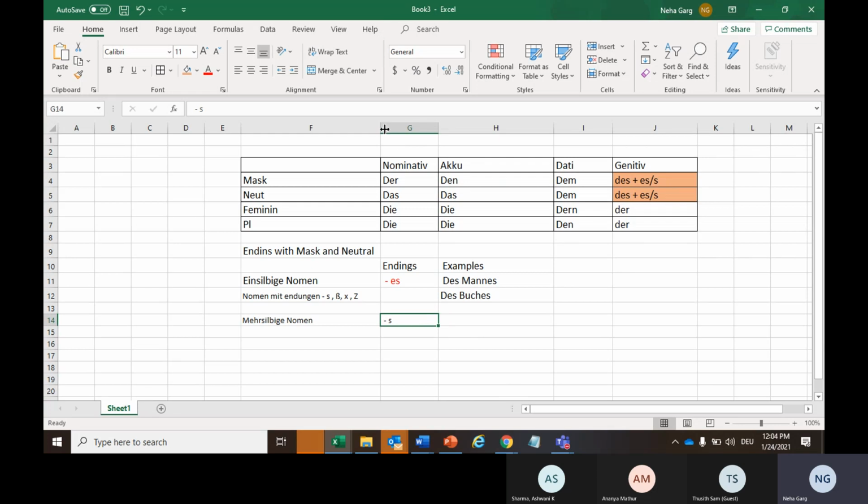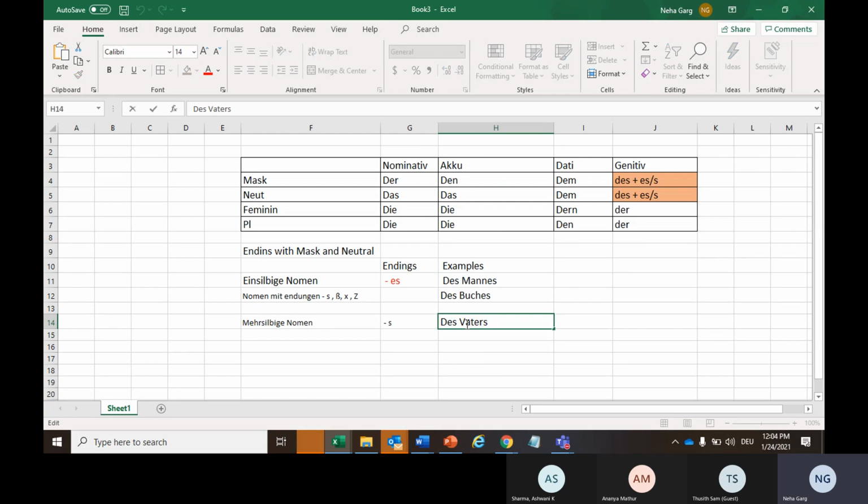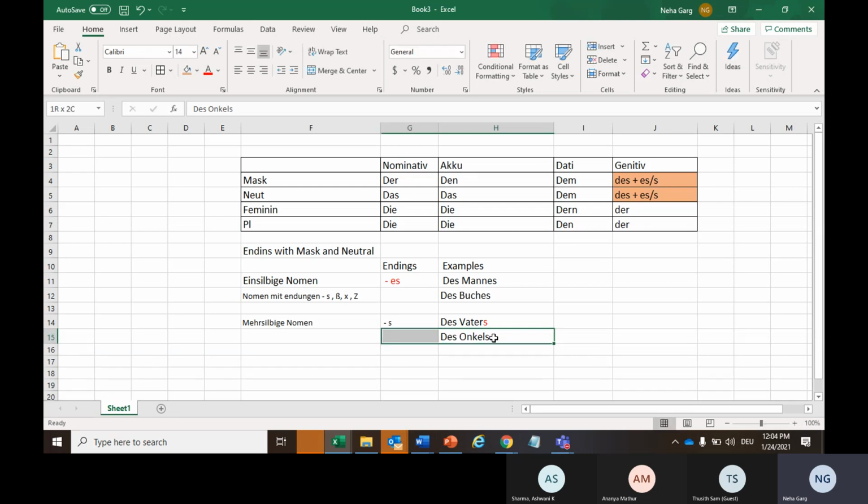Now for mehrsilbige, for example these: we have more than one syllable here. We have a also and then we have e also. So I've added only s here. Vielleicht "des Onkels." We have o also and then we have e also. So I will be adding only s here.